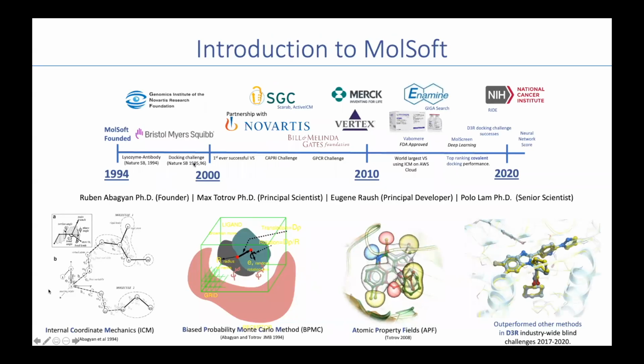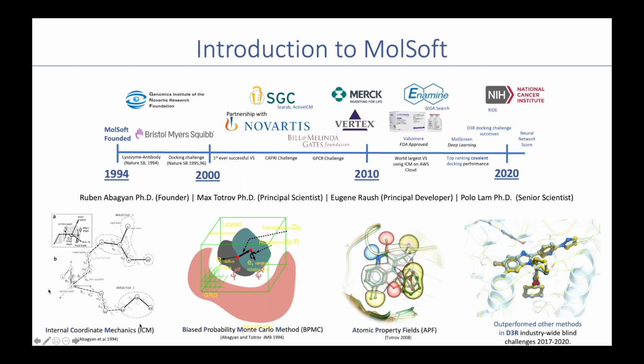If you're not familiar with MolSoft, just a very brief introduction. We're a San Diego-based company, and we were founded in 1994 by Ruben Abagyan, who is also a professor at UCSD. Max Totrov is our principal scientist, and Eugene Raush is our principal developer. You may hear me referring to ICM, which is our main software. ICM stands for Internal Coordinate Mechanics.